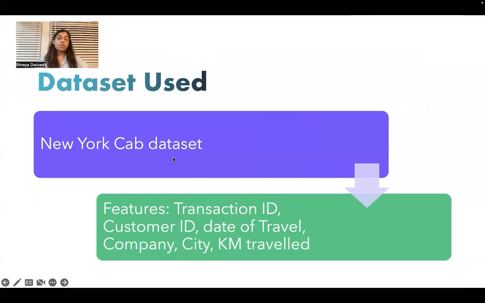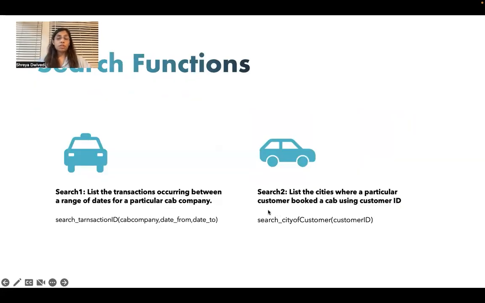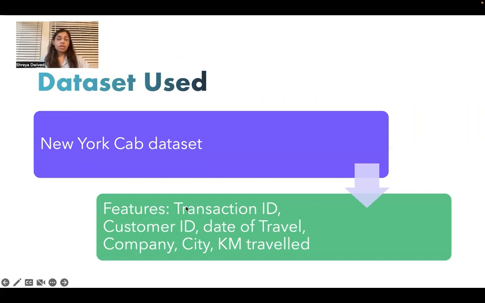So next are the search functionalities that I have implemented. In order to implement the search functionalities, the data set that I have used is the New York cab data set. It has the following features: the transaction ID, which is the ID of the transaction that was made by the customer when he paid for the cab; the customer ID of the customer who took the cab; the date of travel, the date when the customer took the cab; the company, which cab company he preferred, the pink cab or the yellow cab; the city in which he booked the cab; and the kilometers traveled.